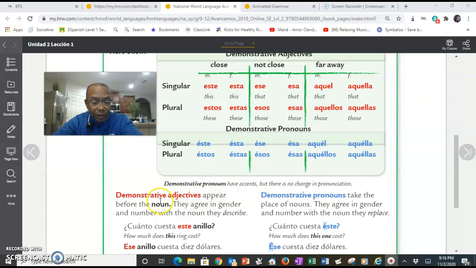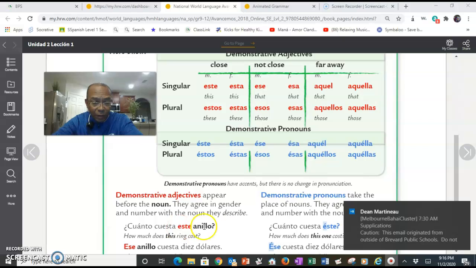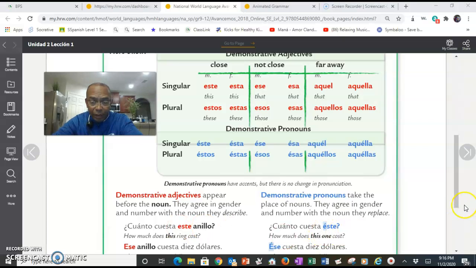Demonstrative adjectives appear before the noun. They agree in gender and number with the noun they describe. For example, how much does this cost? ¿Cuánto cuesta este anillo? Notice that este, the demonstrative adjective, appears right before the noun. The noun is anillo, the ring.